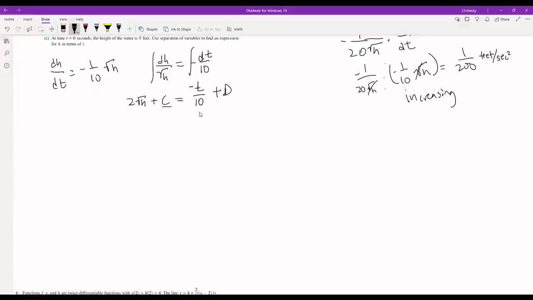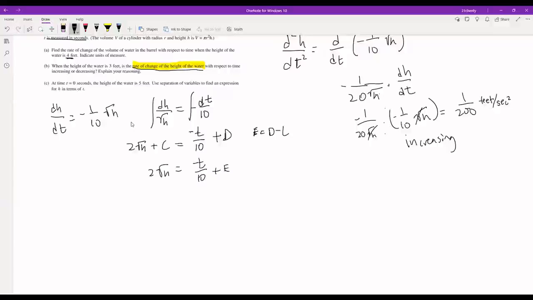So these are different, or not necessarily the same, so I use different letters. But the cool thing with the unknown constants is that we can just say some other unknown constant, e, we'll say e equals d minus c. So 2 rad h equals negative t over 10 plus e. And there we go, we got rid of one of the random constants.